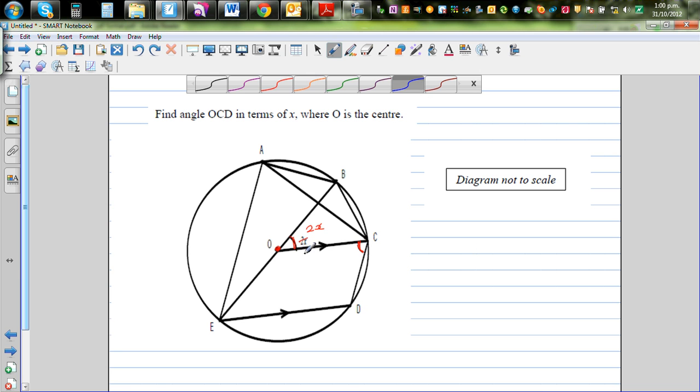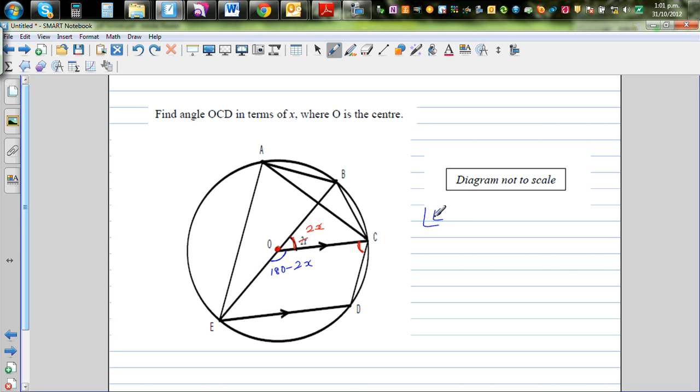If this is 2x, what's the measure of this angle? This angle adds to 180, so this is 180 minus 2x. Let me write it bigger: this is 180 minus 2x, because they are angles on a straight line. So you can say angle EOC is equal to 180 minus 2x. The reason, in brackets: angles on a straight line add to 180 degrees. So if this is 2x, this is 180 minus 2x.